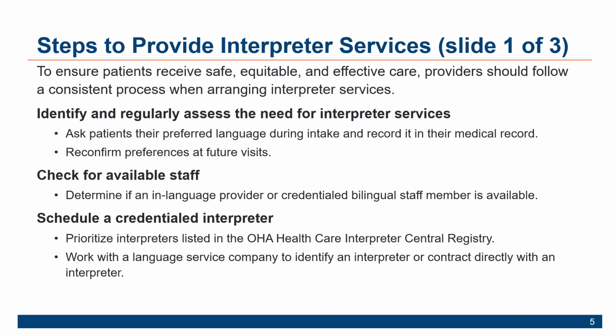Next, check for available staff. This means determining whether an in-language provider with documented language proficiency or credentialed bilingual staff member is available to meet patients' needs. If no in-language provider or credentialed bilingual staff is available, schedule a credentialed interpreter. Prioritize interpreters included in Oregon's Healthcare Interpreter Central Registry whenever possible. For other cases, work with a language service company that can help identify and schedule a credentialed interpreter.